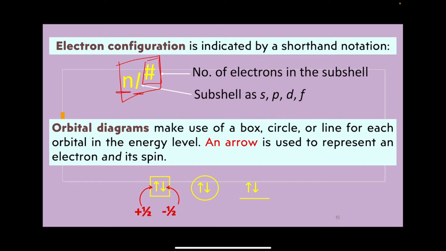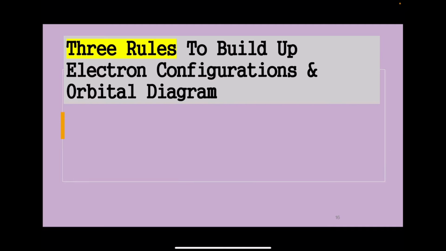For the orbital diagrams, kita boleh draw the orbital diagrams either dalam bentuk kotak, circles, or just draw in line. Okay, yang penting dia ada kotak, dalam bentuk circles, or dalam line. As I said, satu orbital cuma boleh isi 2 elektron sahaja, di mana 2 elektron itu either dia boleh positive half or negative half. Dia tidak boleh both positive half, tidak boleh both negative half.